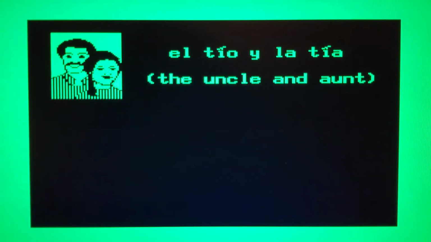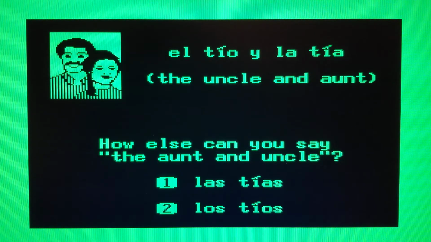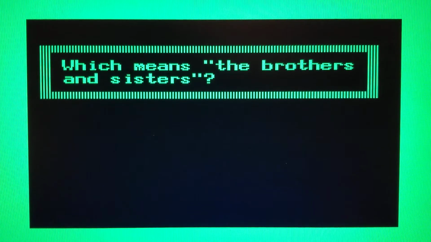To say the aunt and uncle, you can say, el tío y la tía. How else can you say the aunt and uncle? Which means the brothers and sisters.